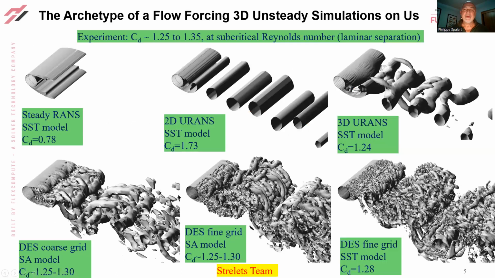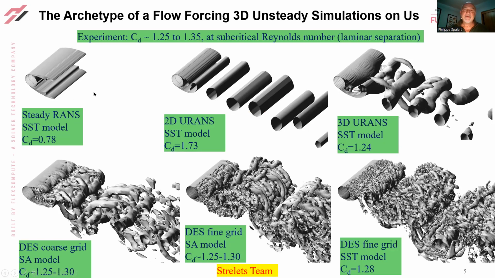So this is the flow that really explains why we need unsteady simulations. It's a cylinder at subcritical Reynolds number, laminar separation. So the experimental CD is about 1.3. So you can run a steady RANS model, force it to be symmetric, and you get, you know, an honest solution, but the drag coefficient is much too low. So here we ran a 2D simulation, and we showed it as if it had been over a length of the cylinder.